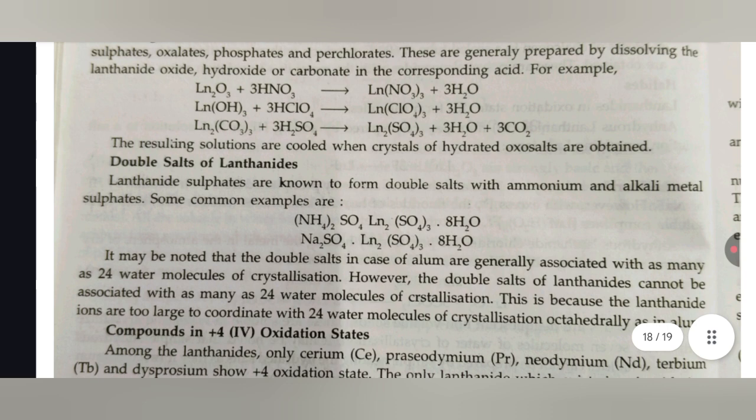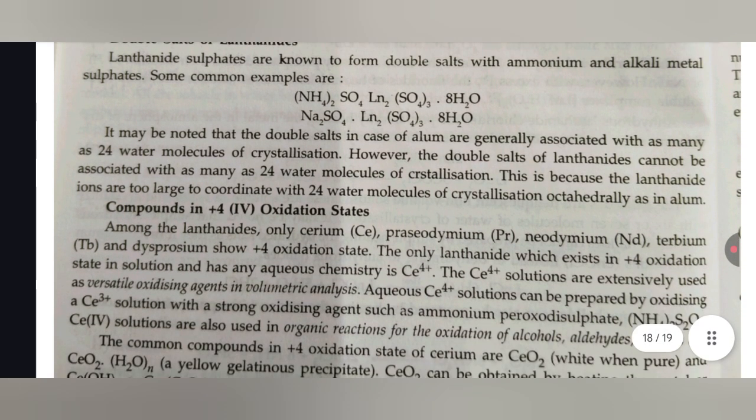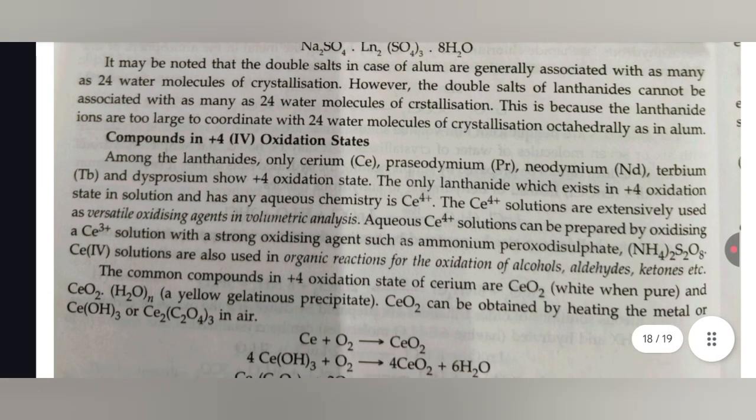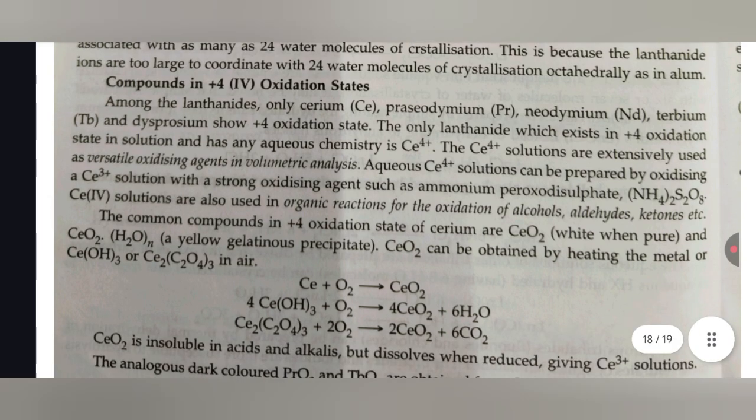For example, double salts of lanthanides. Lanthanide sulfates are known to form double salts with ammonium and alkali metal sulfates. Some common examples are given. It may be noted that double salts in the case of alums are generally associated with as many as 24 water molecules of crystallization. However, the double salts of lanthanides cannot be associated with as many as 24 water molecules of crystallization. This is because the lanthanide ions are too large to coordinate with 24 water molecules of crystallization octahedrally as in alum.